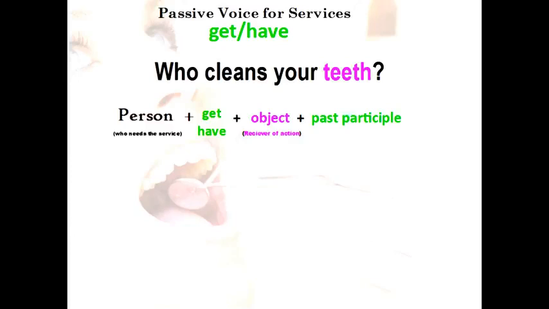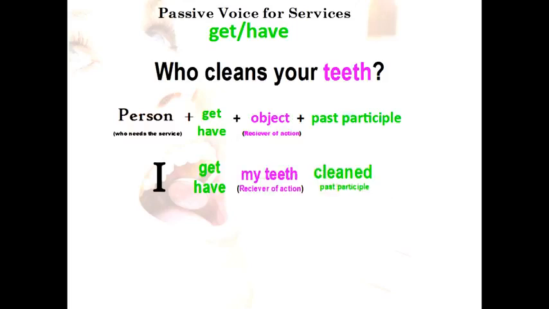And I'm going to say, well, who needs the service? I. Then I can use my verb get or have. Then I use the receiver of the object, for example, my teeth. And then I use the past participle, the action, cleaned. So I say, I get my teeth cleaned, or I have my teeth cleaned, then by the dentist. But that part is extra. By the dentist is not always necessary. Okay? So this is the passive voice for services using the verb get or have.